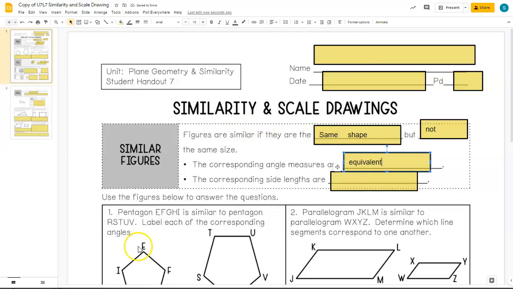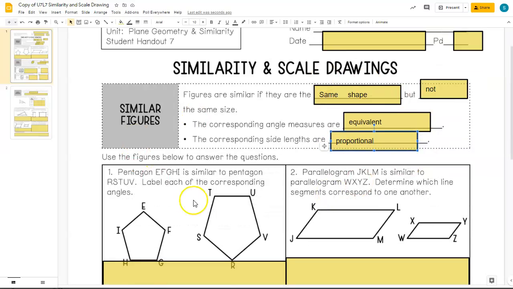Alright, so the angles will measure the same in the small drawing and the large drawing. The corresponding side lengths will be proportional. That's a word that should be coming back from earlier in the year. So if we doubled the side length on one side, we'd have to double another side for it to match. Alright, let's take a look at these images down here, and we're going to see if we can identify the corresponding ones.